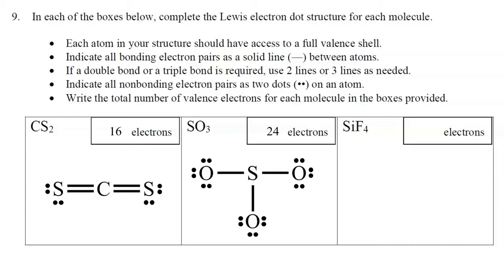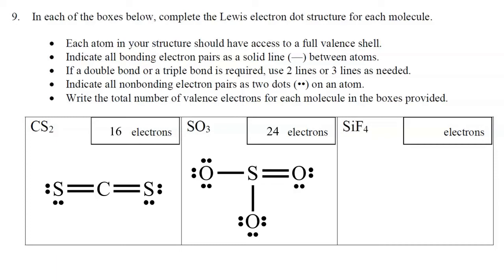Since I can't add any more electrons, I've already reached my total of 24, I'm going to have to make a double bond. It doesn't really matter which oxygen I use, but I have to take a pair of electrons from the oxygen and move it to create a double bond. So I'm going to do that right here. I'm going to move that pair of electrons from the oxygen to create a double bond. Now, each of the 4 atoms has access to a complete full valence shell, an octet. So that structure is done.